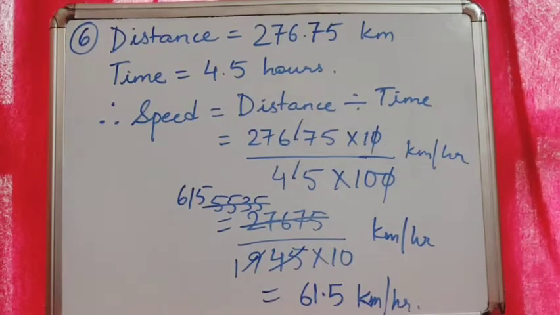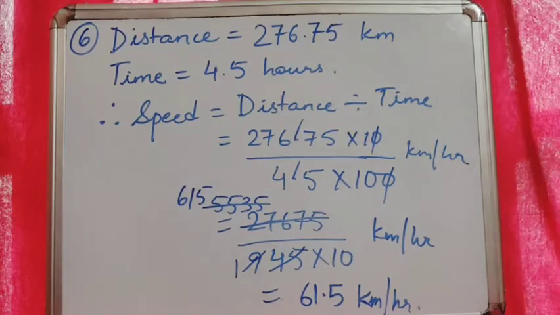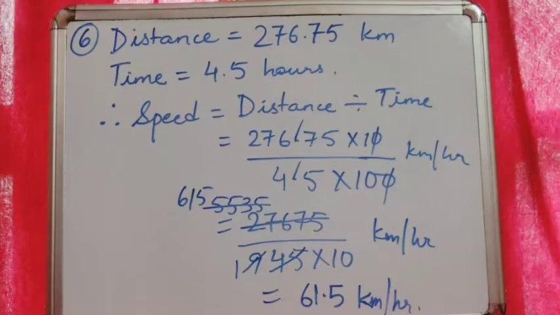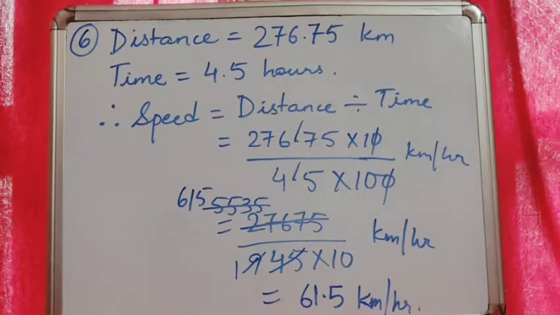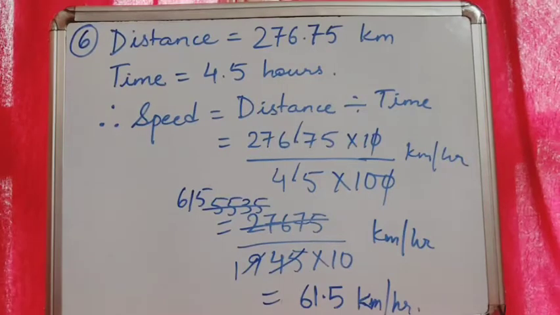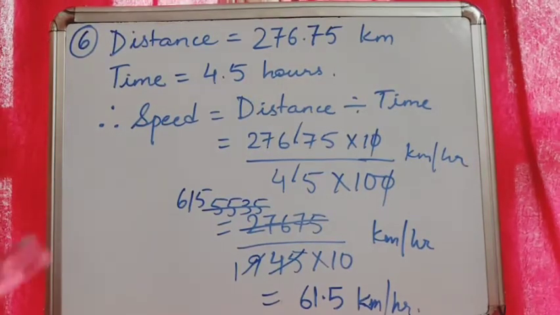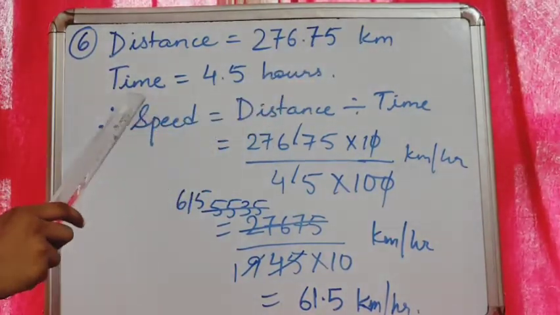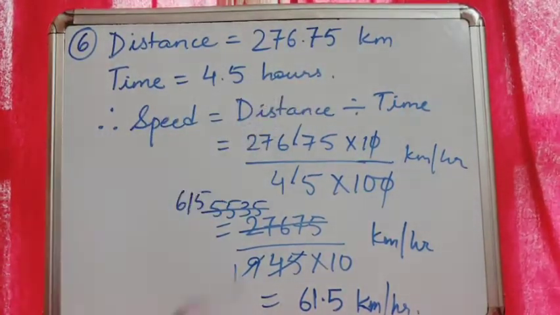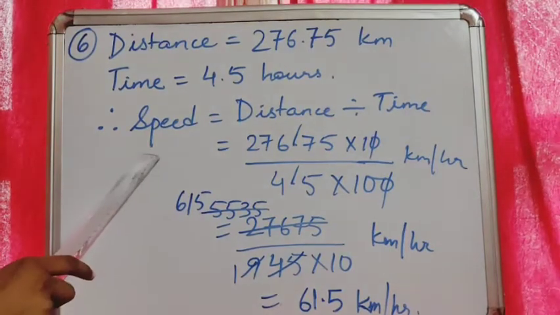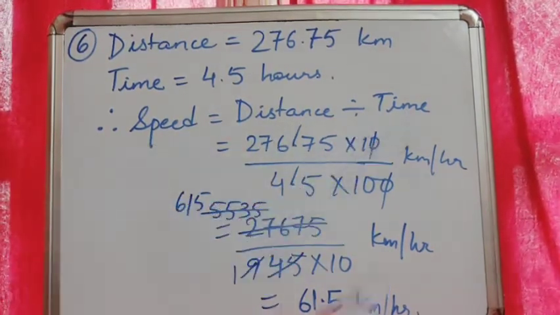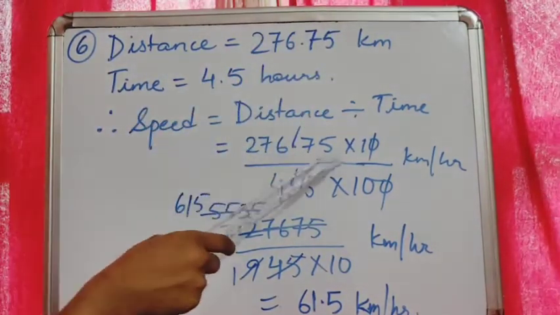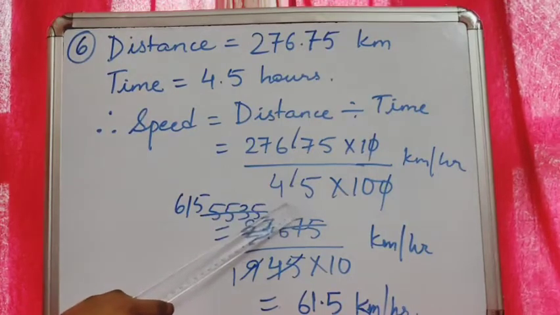Now if you look at question number 6, a car covers a distance of 276.75 kilometer in 4.5 hours. What is the average speed of the car? So here distance is given, 276.75 kilometer, and time is given, 4.5 hours. We know the formula to calculate speed is distance by time. So we will put the values. Distance is 276.75 by time is 4.5.